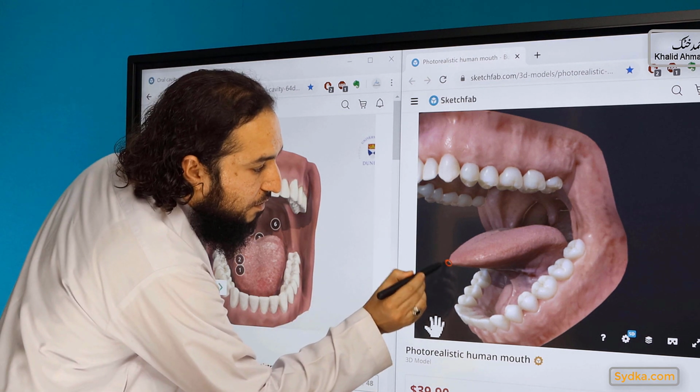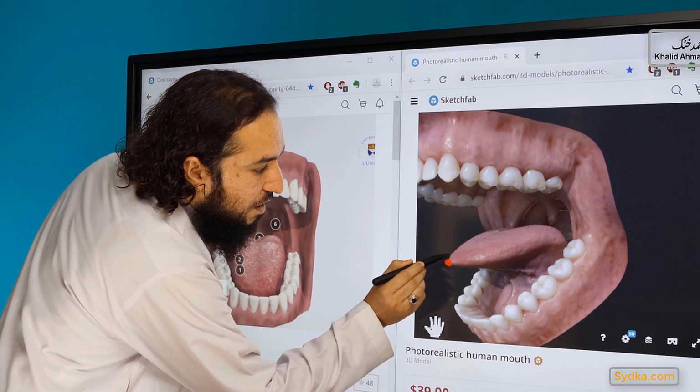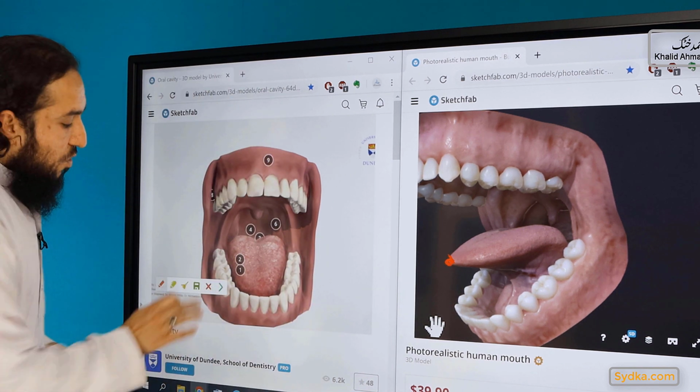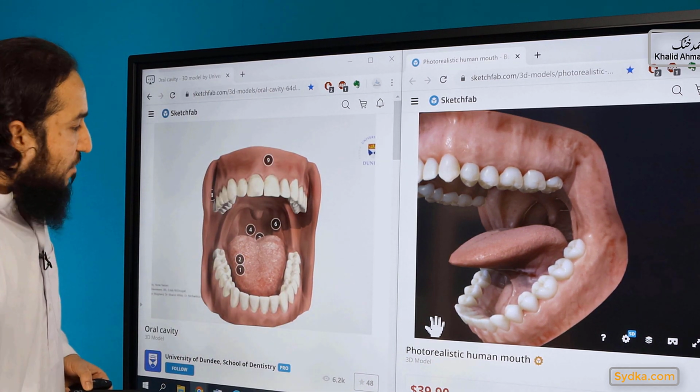This is the tip of the tongue, and we will be using the top side of the tip of the tongue. So this part will touch here.